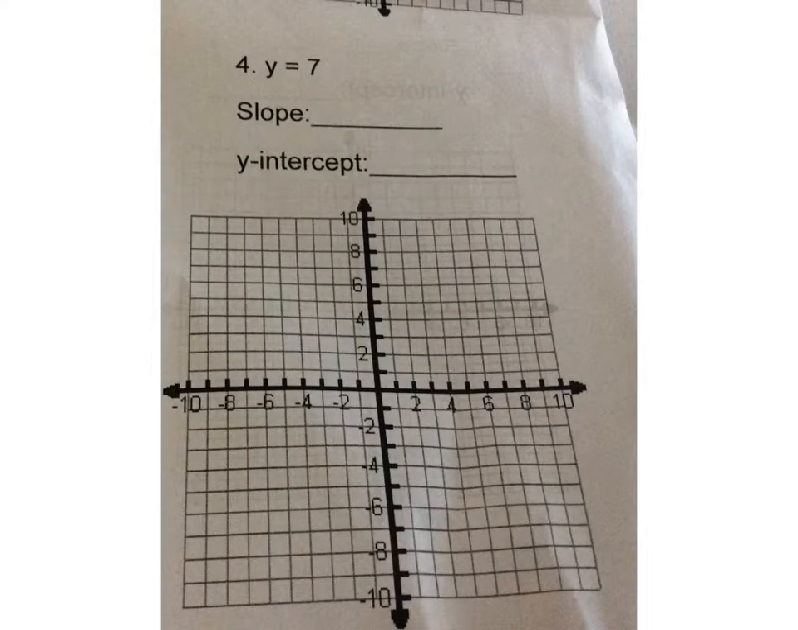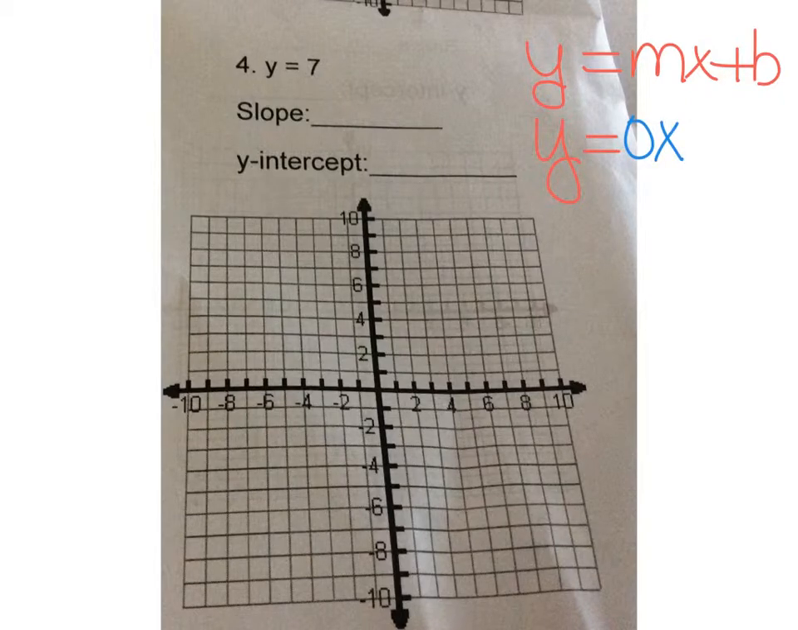All right, so here's problem number 4. Y equals 7. That's a line. Well, if I write down my formula, y equals mx plus b, and I look at my given line, I don't have an x. So what could I put in to make my equation not change, but add an x? It becomes y equals 0x, because I don't have an x. And then, of course, the plus 7 is going to go in back. So technically, y equals 7 is y equals 0x plus 7.